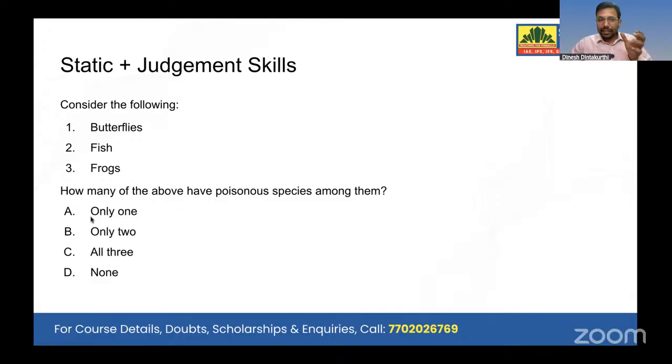Similarly, this is a very static question, but you need your judgment skills to solve it. Butterfly, fish, frog. We might have all seen them. How many of the above have poisonous species among them? You may feel like butterflies, we play with butterflies, or maybe we like them. They are surrounding us. How can they be poisonous? But my question to you is, have you seen all the butterflies in the world? Or have you touched all the butterflies in the world? No, it's not possible. So this is how many of the above have poisonous species in them.